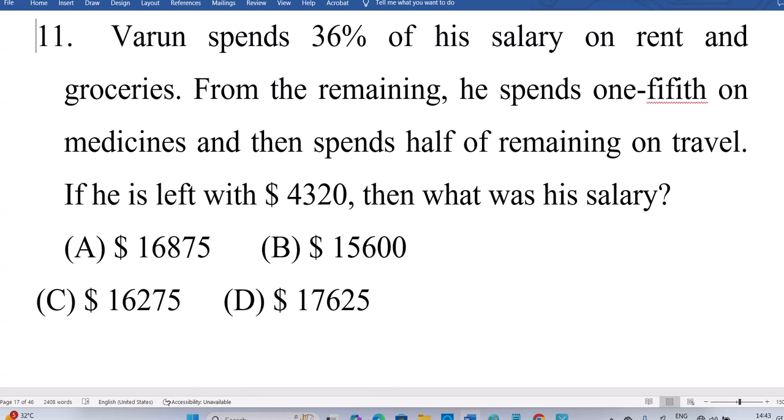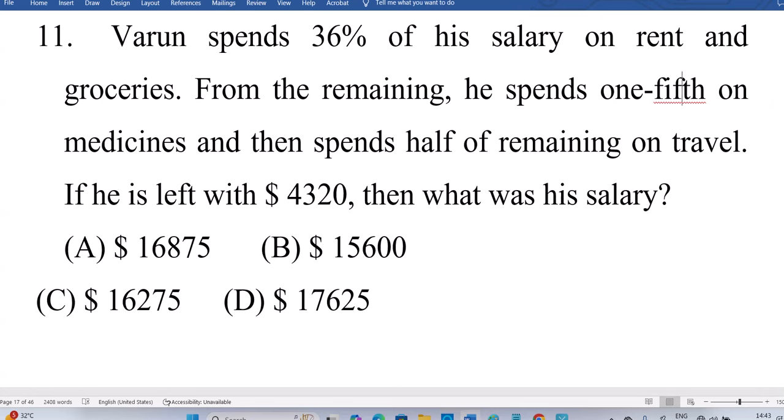Okay, 1/5 of the medicines, there is a typing error. Now, 36% of the salary on rent and groceries. From the remaining, 1/5 on another expense, and then he spends half of the remaining on travel. If he is left with $4,320, what was his salary?